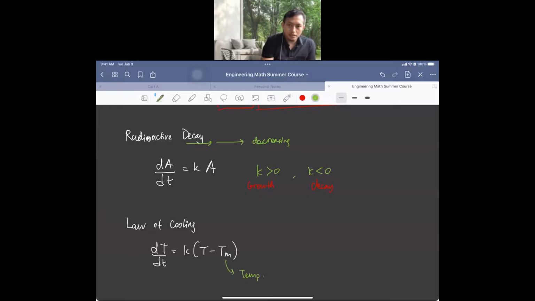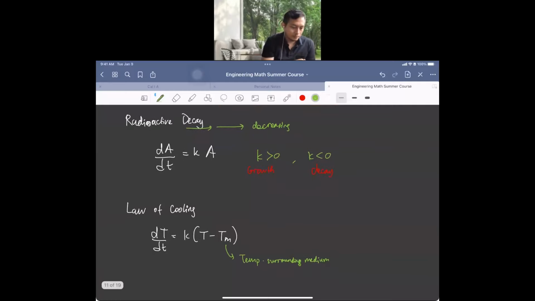So this is temperature, this is the difference in temperature, so the temperature surrounding the medium. This is the temperature of the body at T.